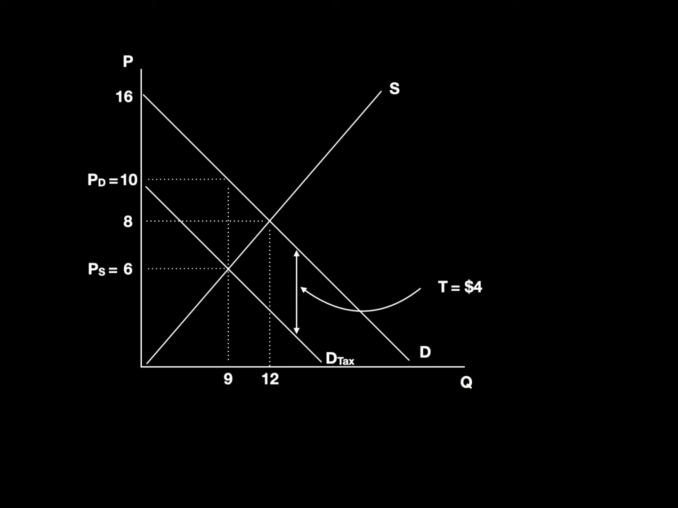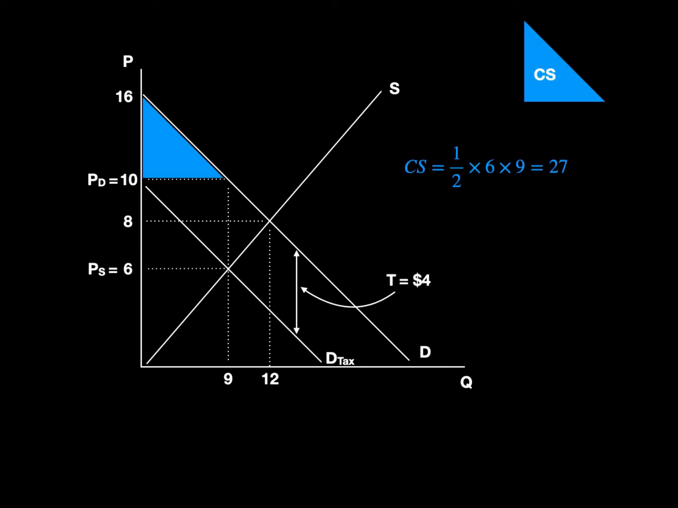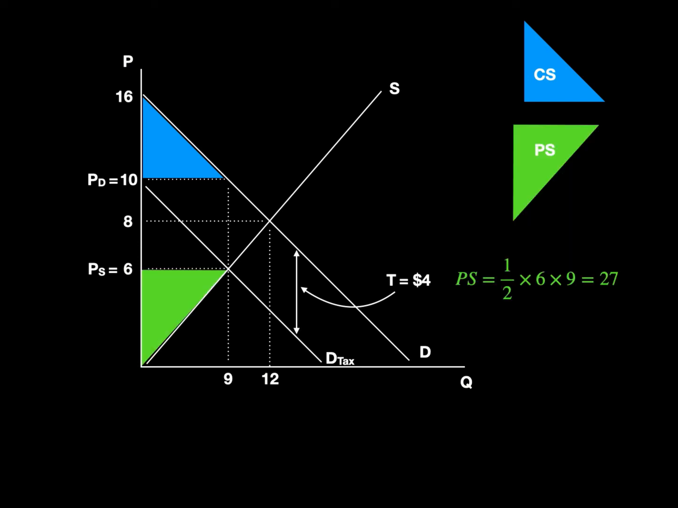Please take a minute and calculate the consumer surplus. Once again, consumer surplus is the area below the demand curve and above the price that consumers pay. Once again, consumer surplus is $27. What is producer surplus? Producer surplus is also the same as it was before. It is the area below the price that producers receive and above the supply curve.